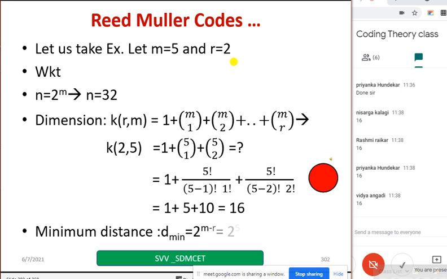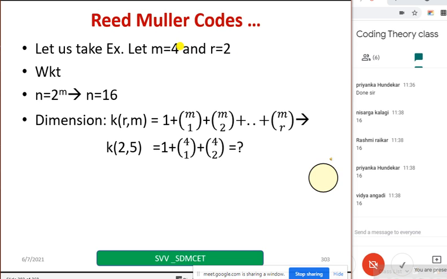The minimum distance, d minimum, equals 2 raised to m minus r, equals 2 raised to 5 minus 2, which gives 8. Now, let us go to the next. Hope all of you have the same answers. No need to wait for the copying.